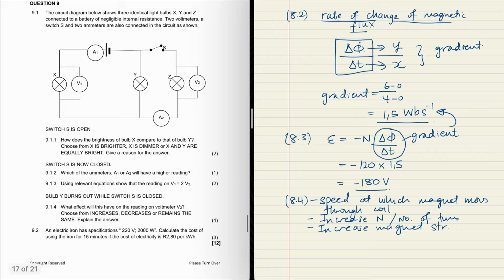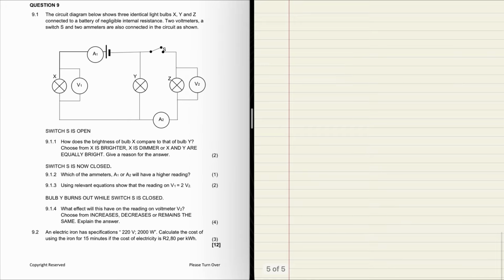Okay, now let's move on to question number 9, electric circuits. The circuit diagram below shows 3 identical light bulbs, X, Y, and Z, connected to a battery of negligible internal resistance. 2 voltmeters, a switch, and 2 ammeters are also connected in the circuit as shown below. So we've got the circuit, switch S is opened. How does the brightness of bulb X compare to that of bulb Y? Choose from X is brighter, X is dimmer, or X and Y are equally bright, and give a reason for your answer. Okay, so let's follow the path that current is going to take here.